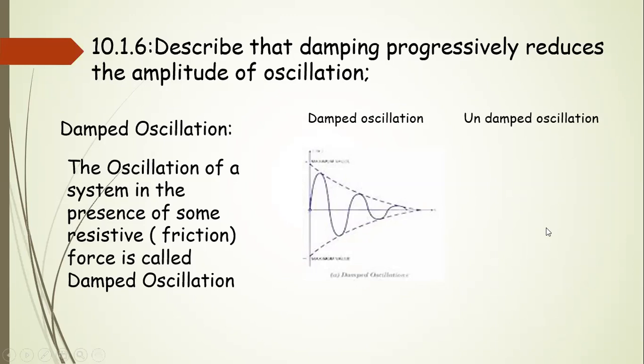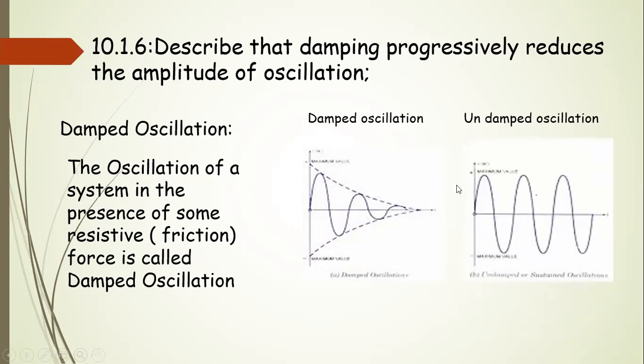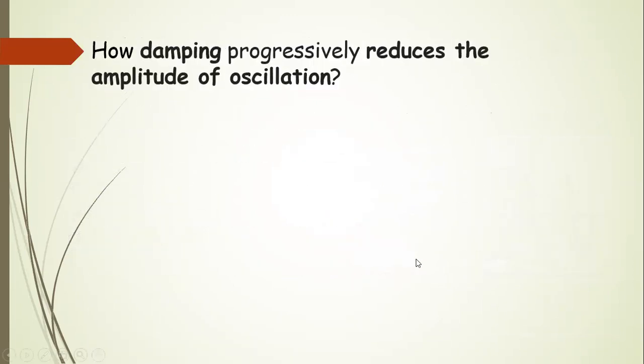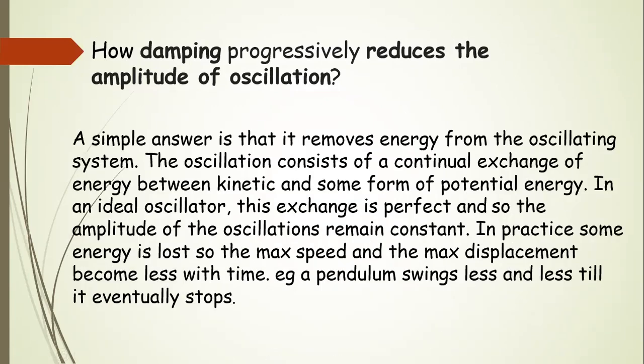And this is your undamped oscillation, meaning that there is a perfect exchange of energy, and energy is not lost, and it will continue indefinitely like this. So this is the damped oscillation, and this is the undamped oscillation. Now how does damping progressively reduce the amplitude of oscillation? Simple answer: it removes energy from the oscillating system.